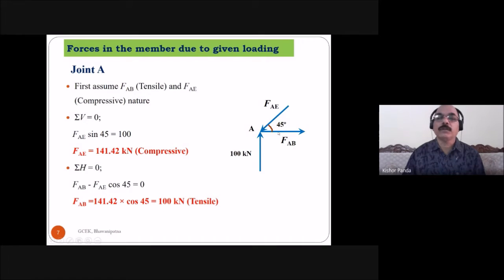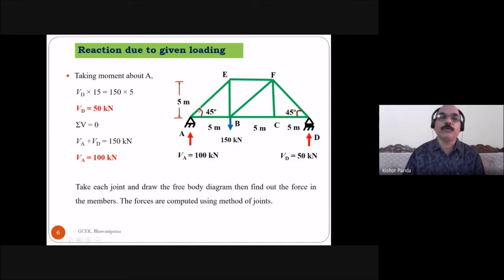So here also you got the positive value, 100 kilonewton, so the assumed direction is okay. So this force in AB is tensile, 100 kilonewton, and the force in the member AE is compressive, 141.42 kilonewton. Then you go for joint E, because you know the force in the member AE, but you don't know the force in the members EB and EF. These two forces you can find out by considering the joint E.